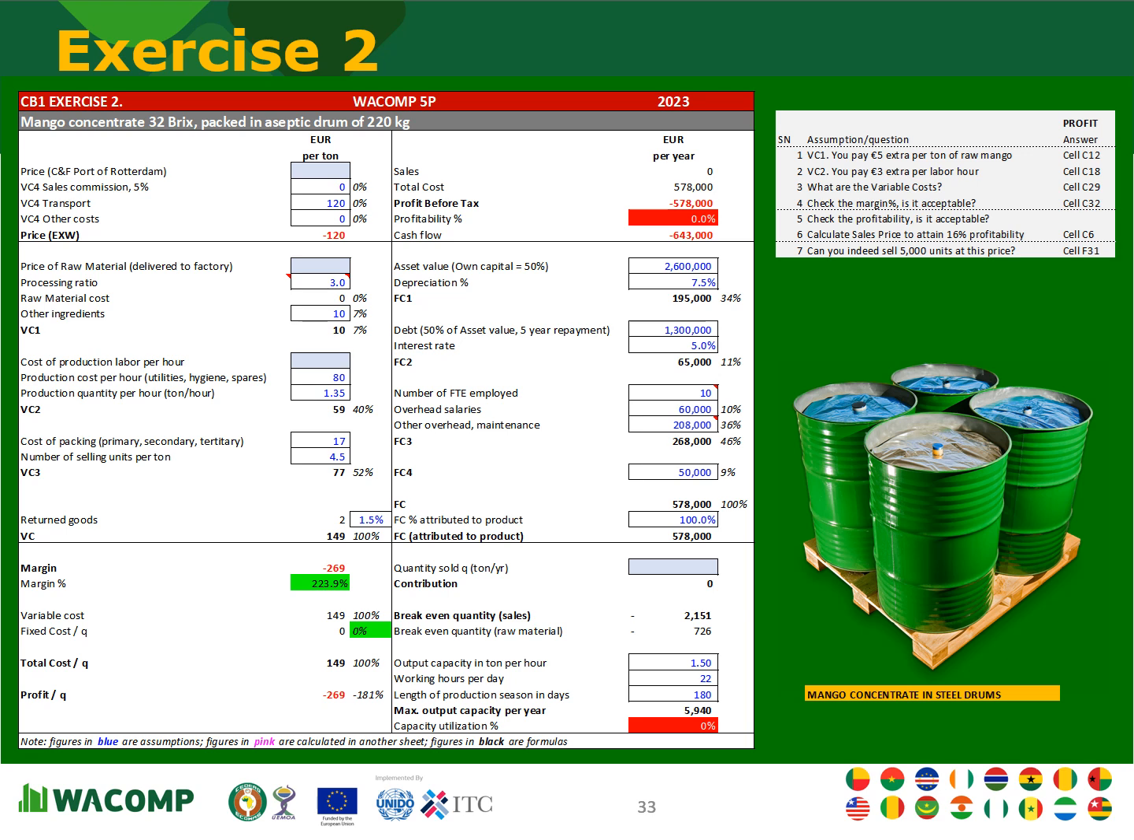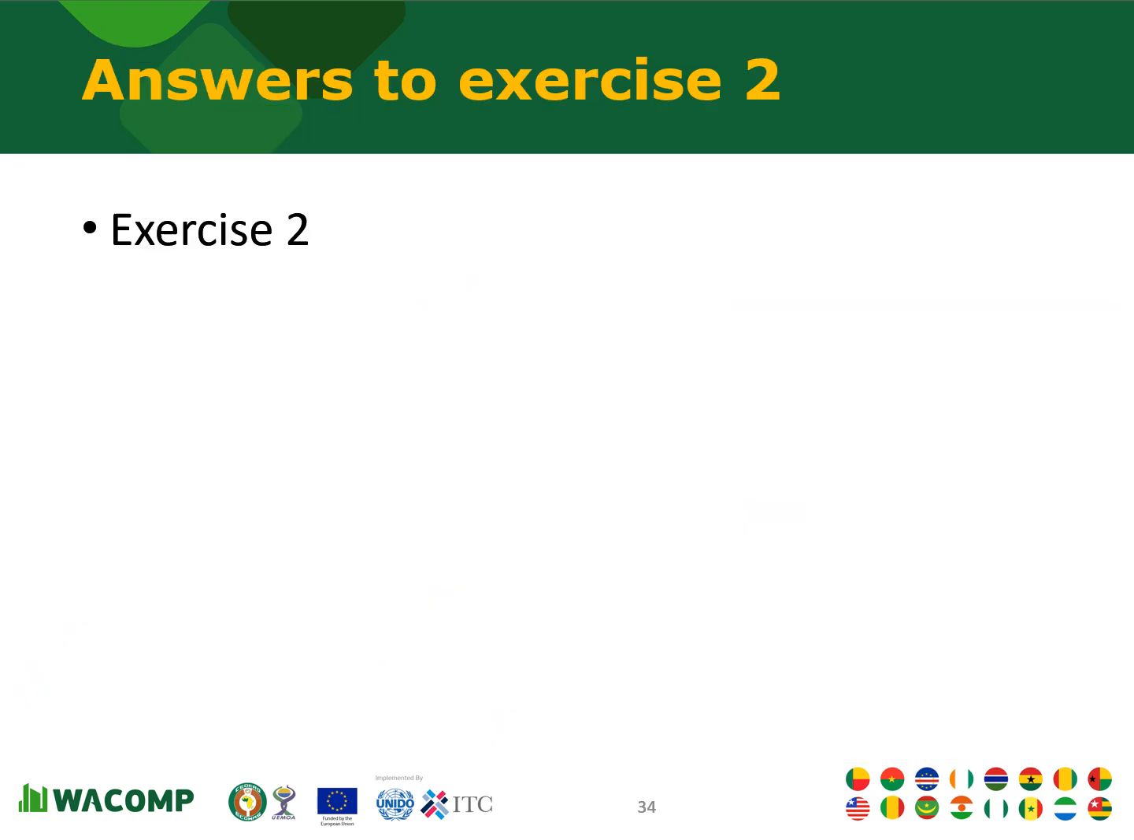What is your answer to Q7? Can you indeed sell 5,000 units at this higher price? Please pause this recording for about 5-7 minutes and then continue. Welcome back again. Here are the answers to exercise 2. Question 1 was, pay €5 extra for raw mango. So in cell C12, type 95 plus 5. The answer will be the price of raw materials is 100 per ton.